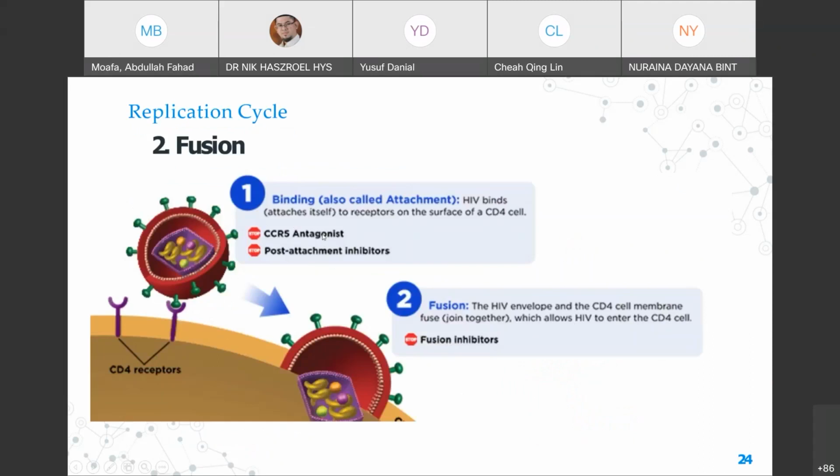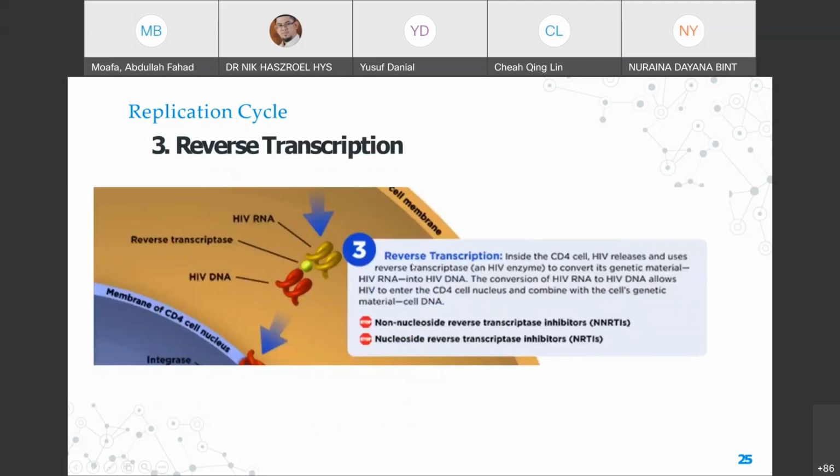As for the fusion, like I mentioned just now, what contributes to the fusion is GP41. So GP41, where is it? It's not within the diagram, but it's for the fusion: the HIV envelope and the CD4 cell membrane fuse, join together, which allows HIV to enter the CD4 cells. To stop this, there are medications, the fusion inhibitors, which I will not look into. And then the process, reverse transcription.